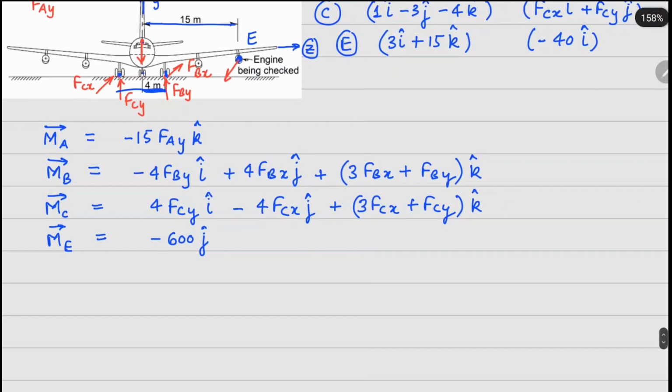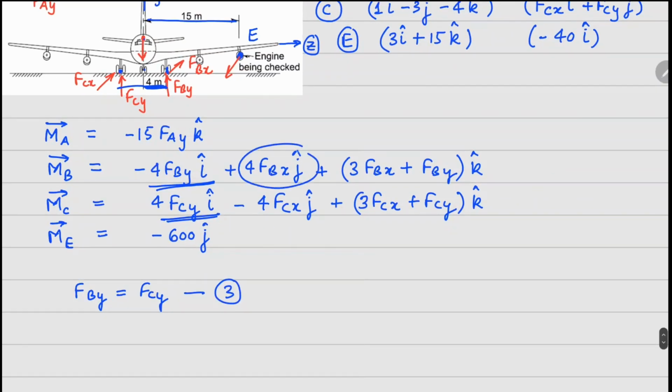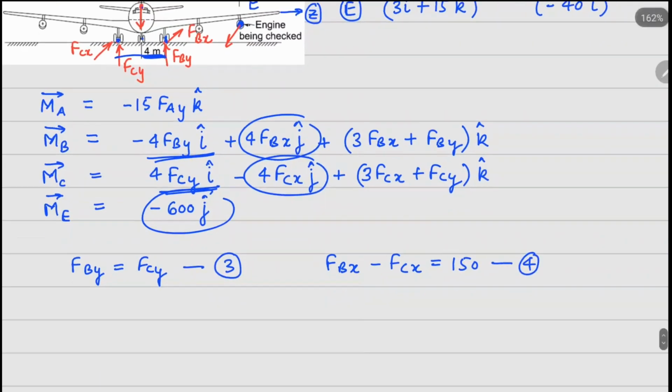Now if we collect all the I cap components here, which is this one right here and this one right here, we get an equation which is nothing but FBY equals FCY. So let's call this your equation number 3. Now when we collect your J cap terms here, which are these 3 right here, we get an equation which is FBX minus FCX equals 150. So this is your equation number 4.